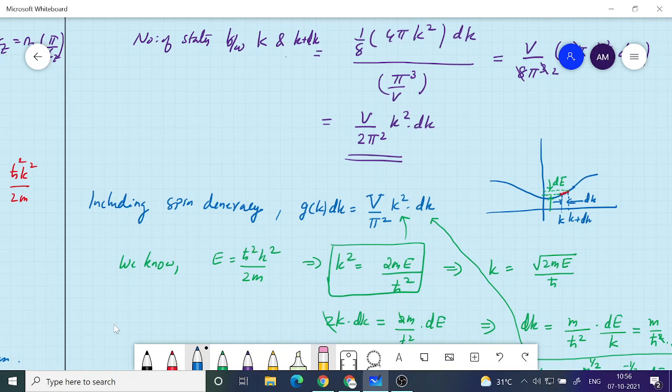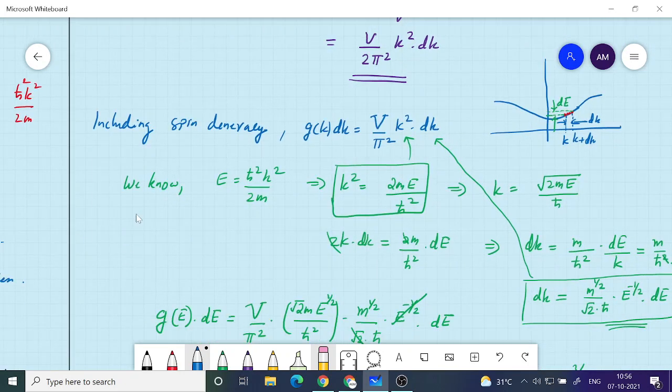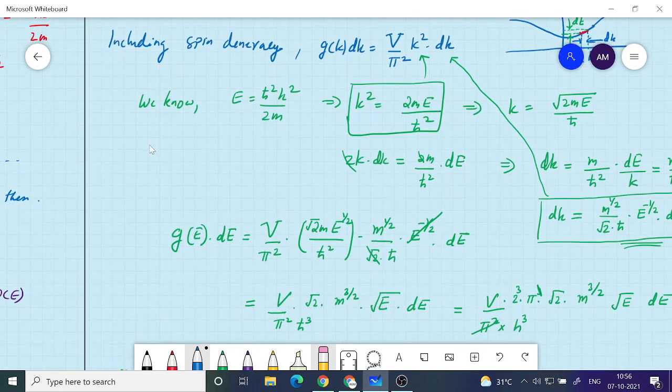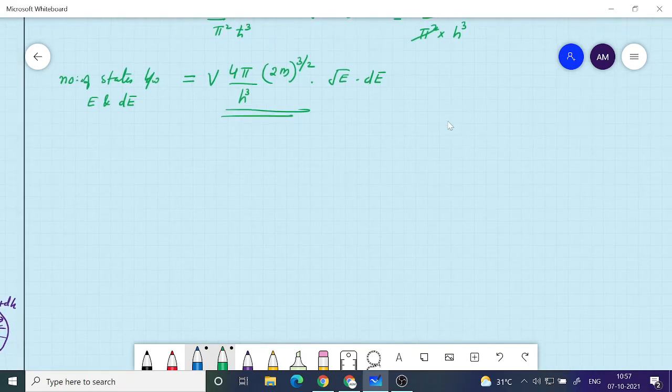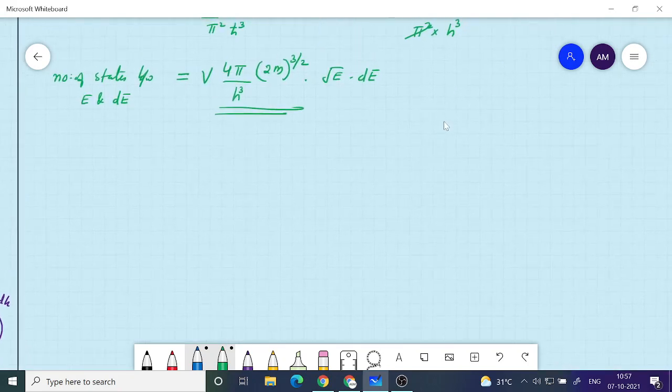This is the number of states between K and K plus dk, and similarly I have now done a variable transformation from K to E by using this E-K relationship, and got the number of states between E and dE. So let's keep it like that. Now we can come to what is called the density of states.